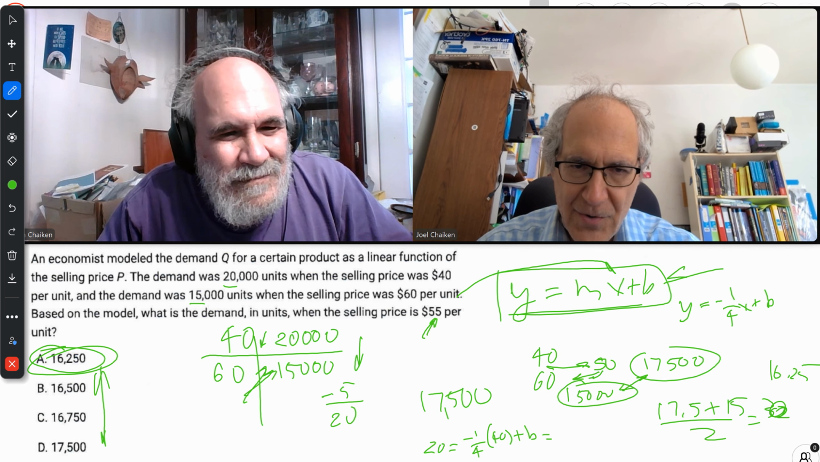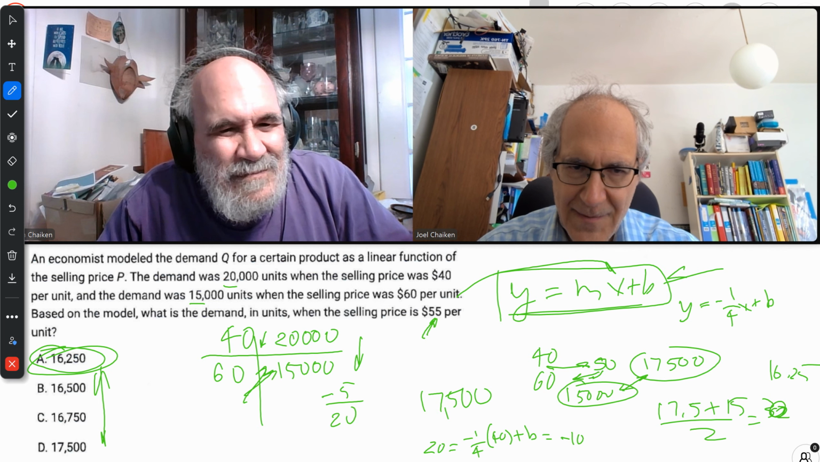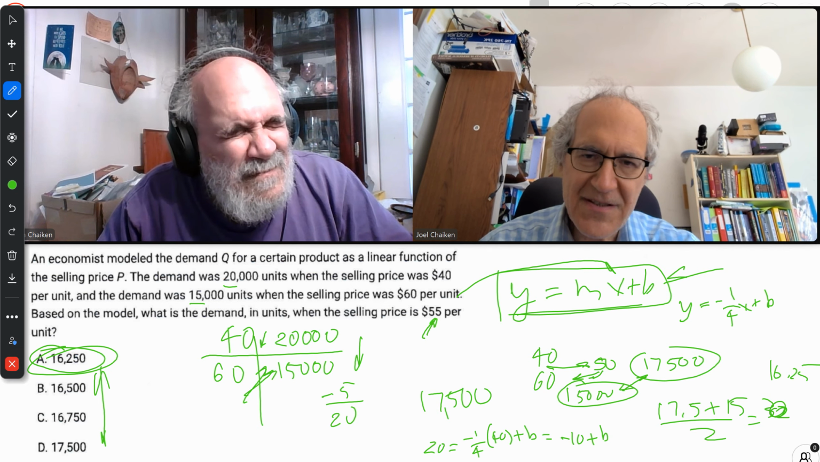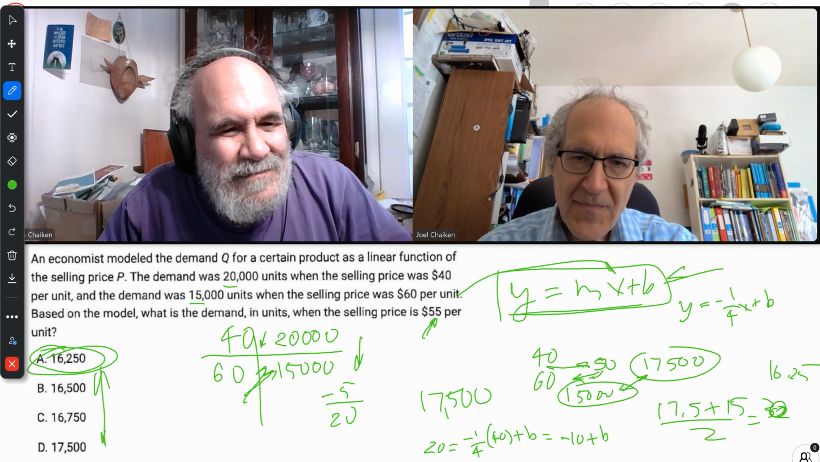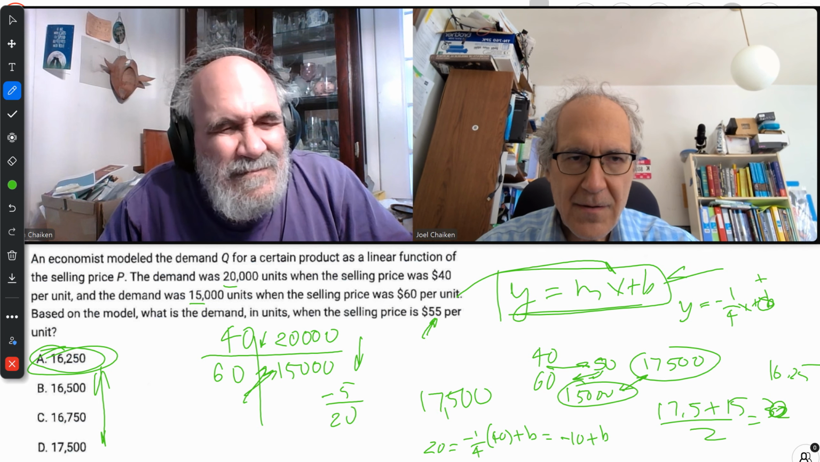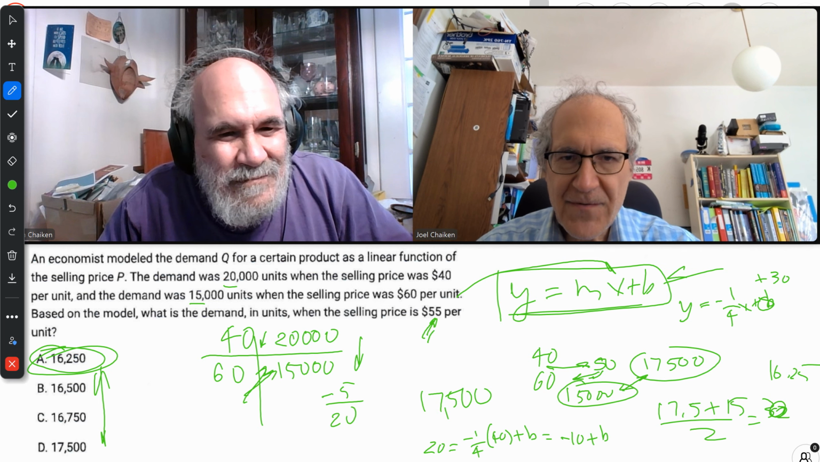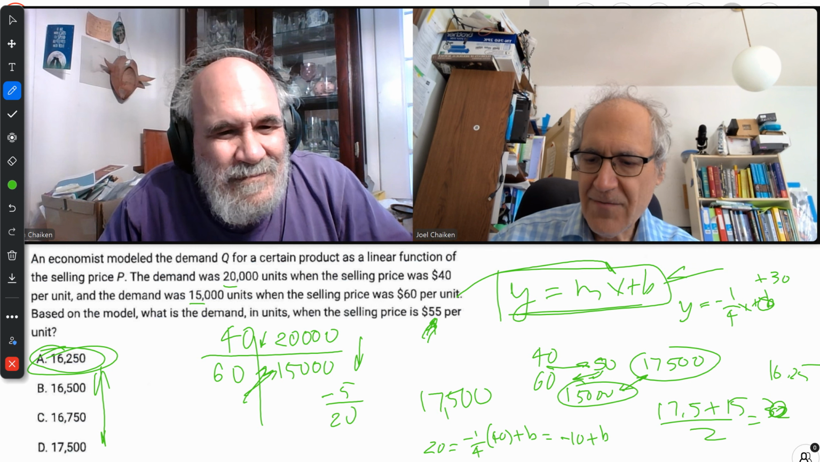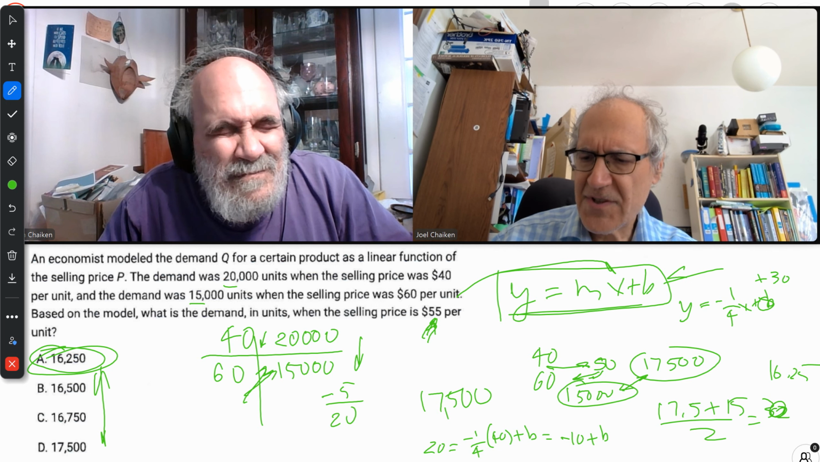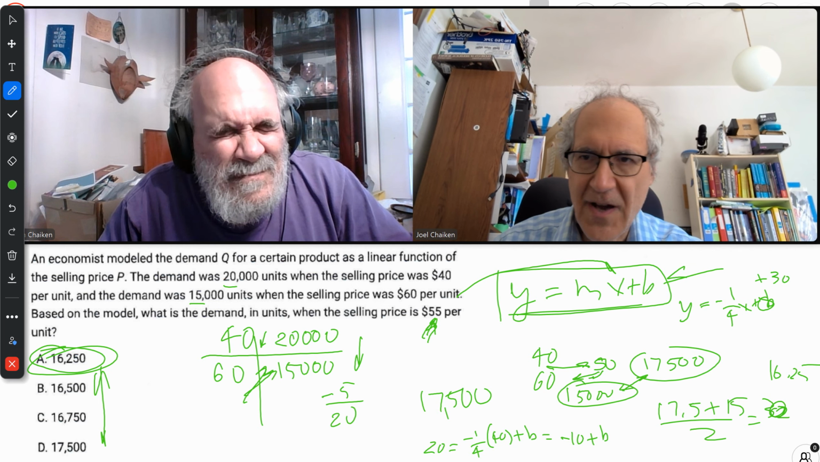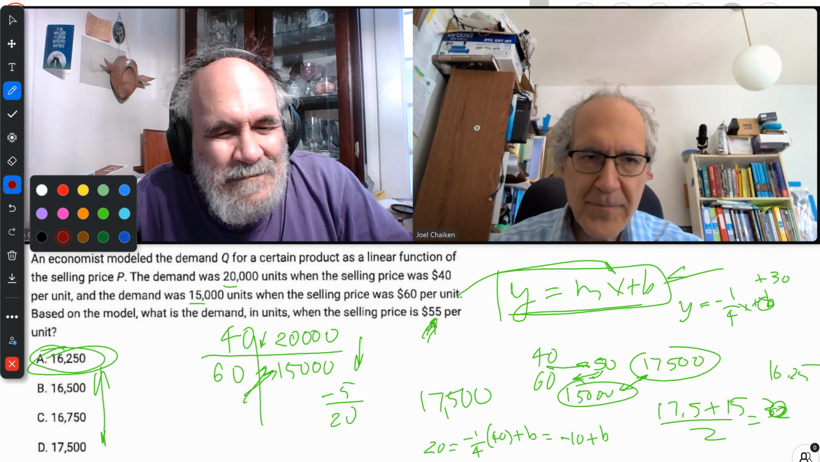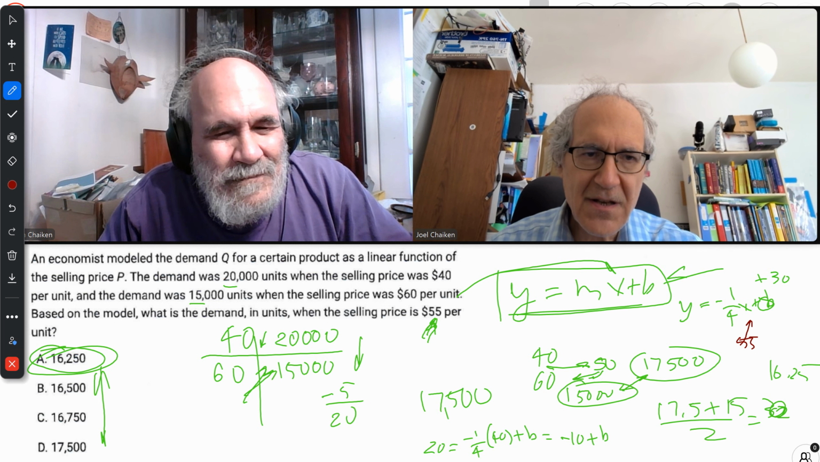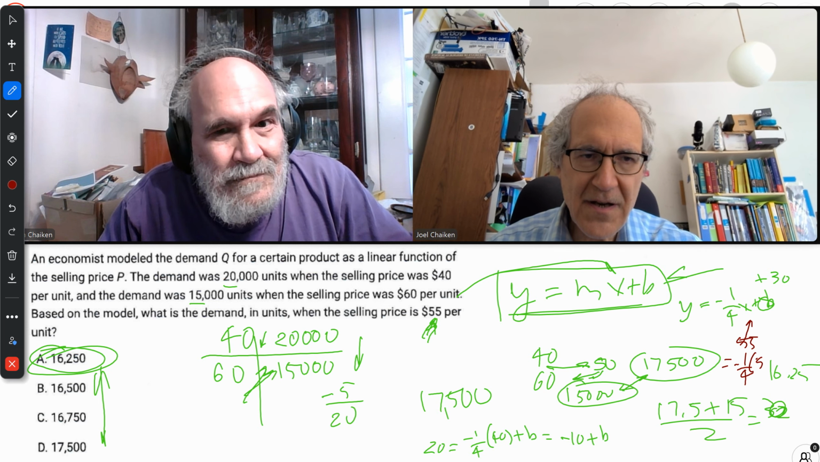Now, negative a quarter, this is where we always make mistakes. It's easy to make mistakes. It's negative 10 plus b. Oh, it looks like b is 30, doesn't it? So this would be plus 30. If you want to do 55, I guess you do need a calculator. So it's 55 divided by 4 times negative 1 plus 30, which is 16 and a quarter. So you put the 55 in here, and you can see that this works great, except it takes a little bit of time.